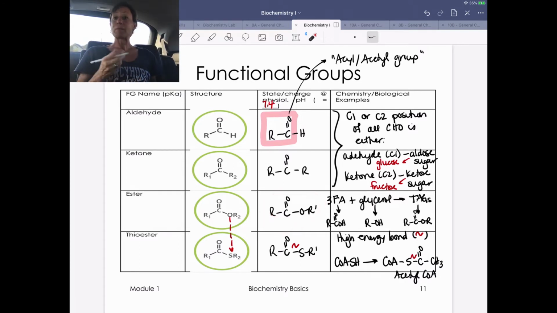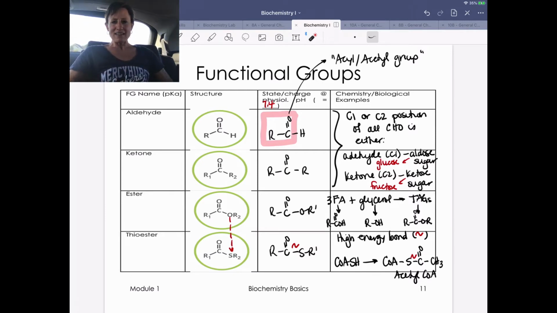Ester functional groups, the main place that we're going to see an ester functional group is if you take fatty acids, which have a carboxylic acid functional group, you hook them onto a glycerol backbone, and glycerol is a polyalcohol, so we've got OH groups. This is called Fischer esterification. A carboxylic acid plus an alcohol gives us an ester.